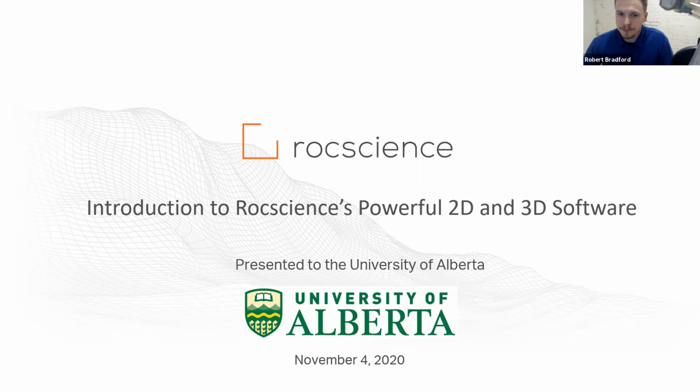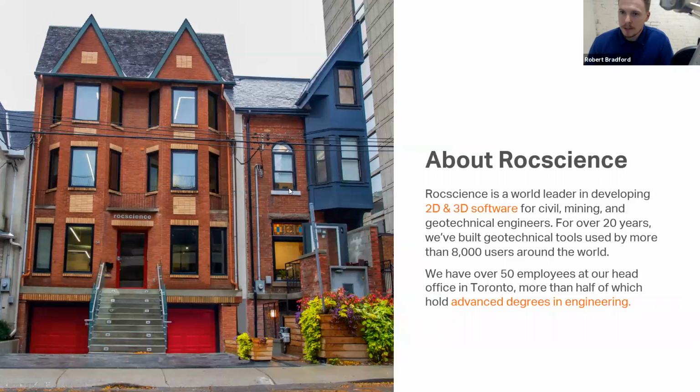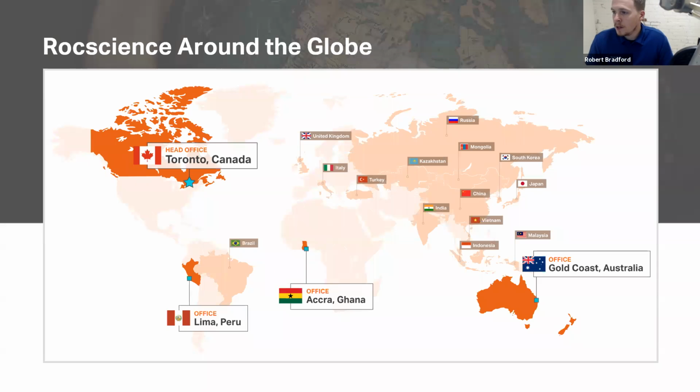So jumping right into it. This is our head office located downtown Toronto. At the moment, we have a little bit more than 50 full-time employees, and more than half of our employees actually hold advanced degrees in engineering. We're expanding at quite a good rate at the moment. We also have an office in Lima, Peru, in Accra, Ghana, and on the east coast of Australia. And as you can see, we have resellers all over Asia, Europe, and in Brazil.